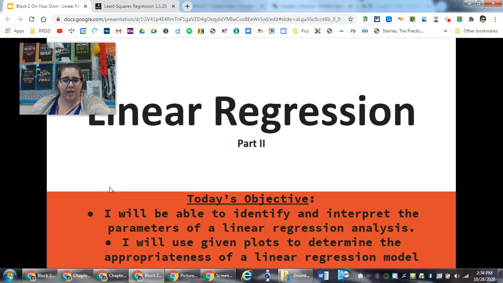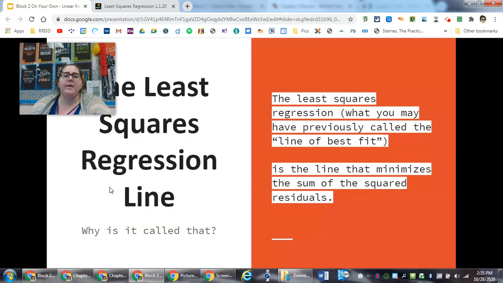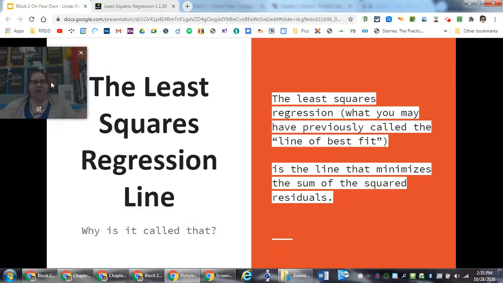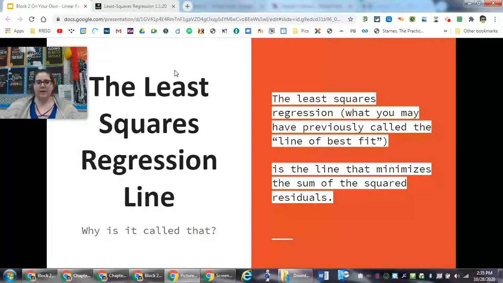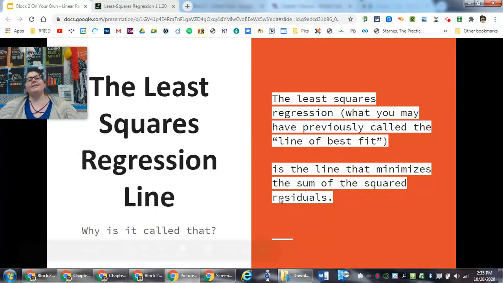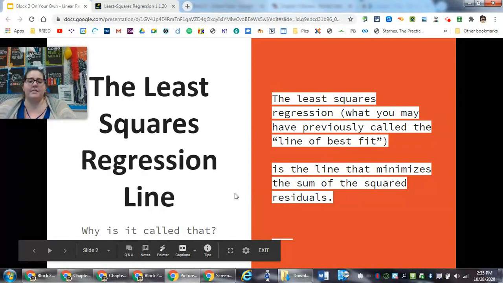So let's get started. The first thing I want to look at is the least squares regression line. Why is it called that? It's a very weird word that may be complicated to understand. The least squares regression line is basically the line of best fit. It's called that because it is the line that minimizes the sum of the squared residuals.